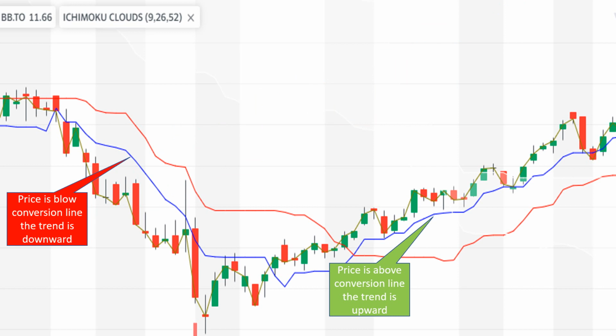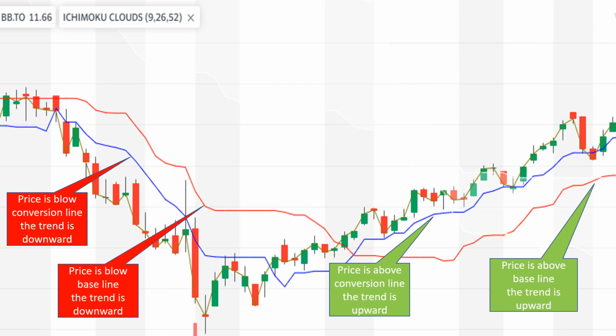Baseline, the same as the conversion line, is used as a slow moving average for the medium-term trend. When the price is above the baseline, we have a bullish signal and the medium-term trend is upward. Conversely, when the price is below the baseline, it generates a bearish signal and the medium-term trend is downward.